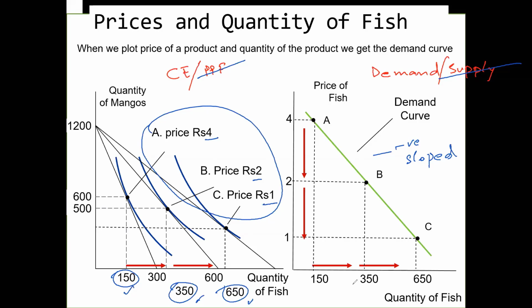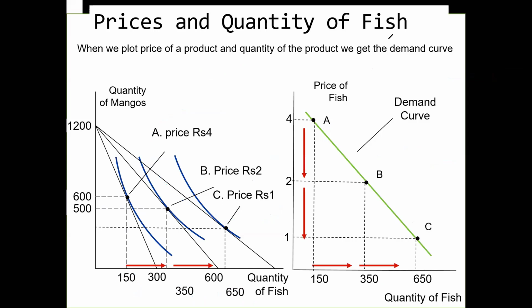The quantities 150 and 350 are compared with the decrease in price. And when you join it, there are three dots. So the dots are A, B, and C, which are here. So this will be the demand curve. So hope it is clear for you how the demand curve is made.